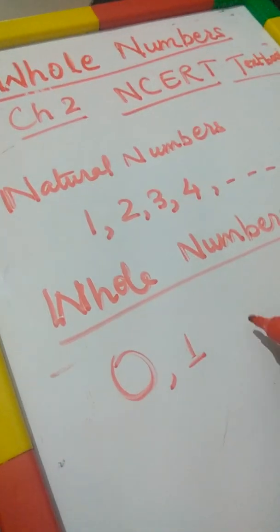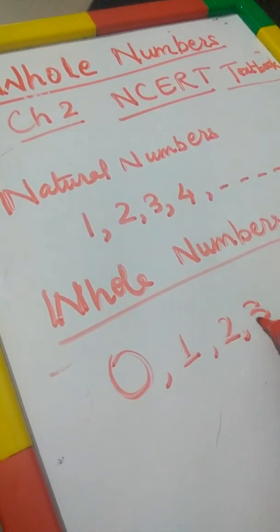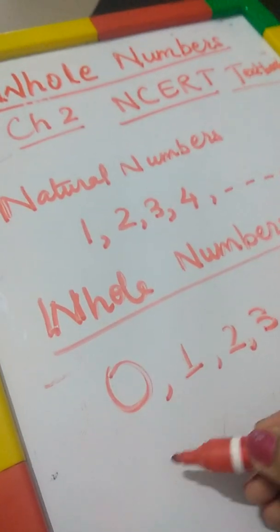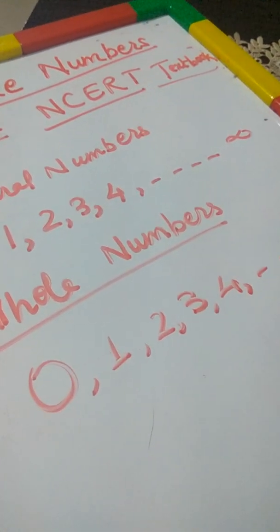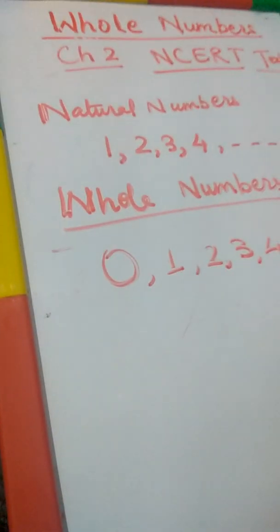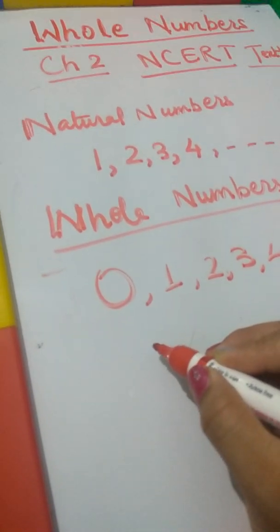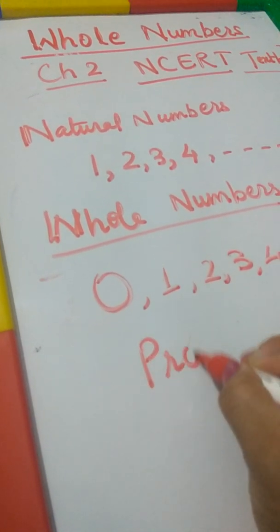It starts from 0, then goes on 0, 1, 2, 3, 4, so on till infinity. This is called the set of whole numbers. Now, let us see some of the properties of whole numbers.